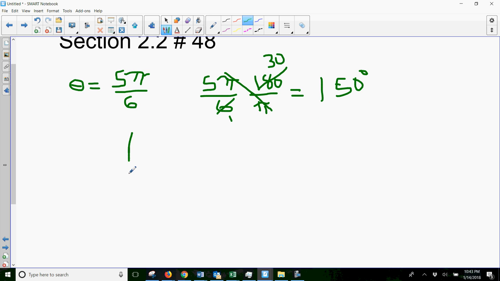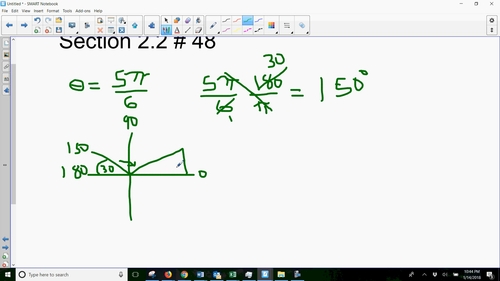Okay, so if we take a look, we know that this is 0. Here's 90. Here's 180. So we know we're in the second quadrant. Notice that if you come up 30 degrees from here, we'll be at our 150. So this here is our 30 degrees in here. And if I were to flip that over the y-axis, I come back to the reference triangle over here.